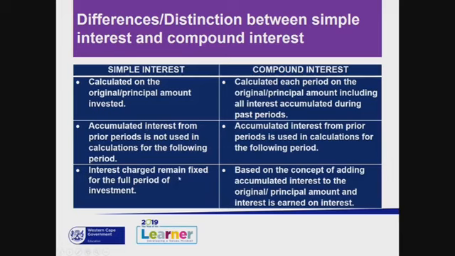Okay, and then simple interest, the accumulated interest from prior periods is not used in calculations for the following period. So it's simple and it's straightforward. Whereas accumulated interest from prior periods is used in calculations for the following period.